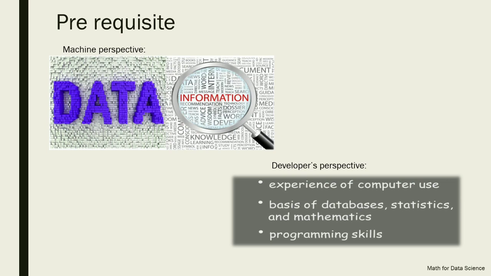See, I have already discussed the prerequisite is the data. You need lots and lots of data just to train a model. The machine needs the data, but what do you need? You need a little bit of experience of computers, basics of databases, stats and maths, and programming skills. Being a developer, you need these three things, and being a machine, it needs data, and data. And how you will use the data, how to manipulate the data, how you will make the machine learn, this is all the developer perspective.